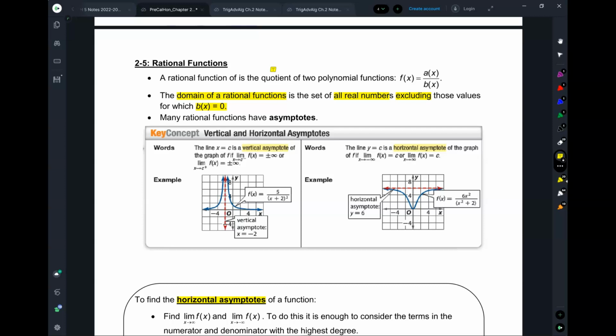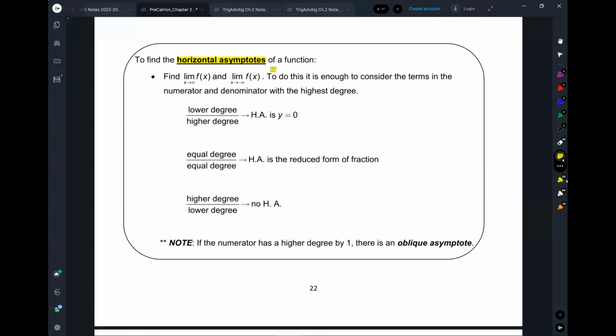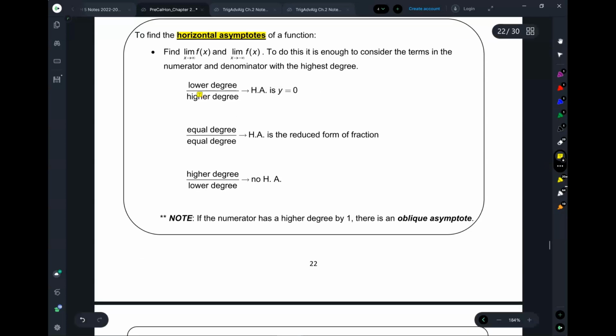So how do we find it when we have a function? All you have to do is compare the term with the highest degree in the numerator with the term with the highest degree in the denominator. Now, if the numerator has a lower degree and the denominator has a higher degree, then automatically we say the horizontal asymptote is y equals 0. You have to have the y equals there, not just 0, otherwise it's always points off.